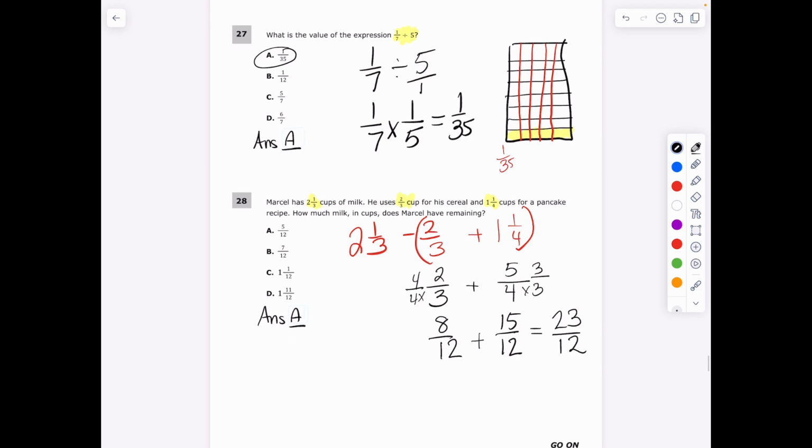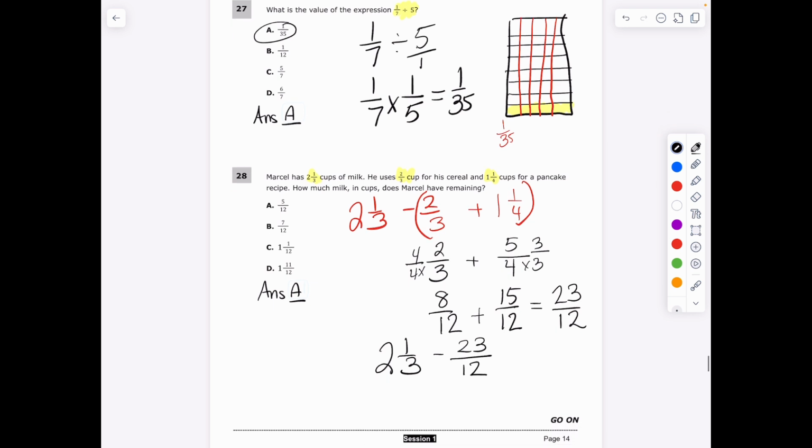Now I still need to subtract on the other part. So I'm up to 2 1/3 minus 23/12. Let's also change this other part over. 2 times 3 is 6 plus 1, that's 7/3. But I need it to have the same denominator of 12s. So how do I make it into 12s? I'm just going to multiply by 4 over 4, and that gives me 28/12. Now I can subtract 28/12 minus 23/12, and you get 5/12.